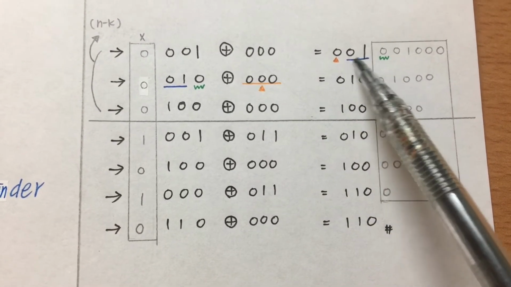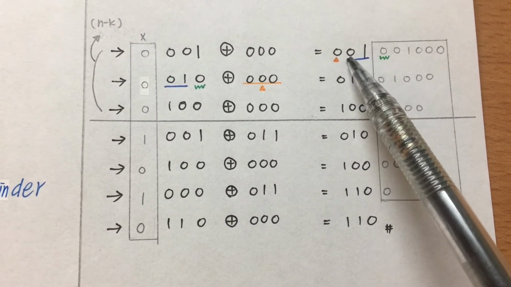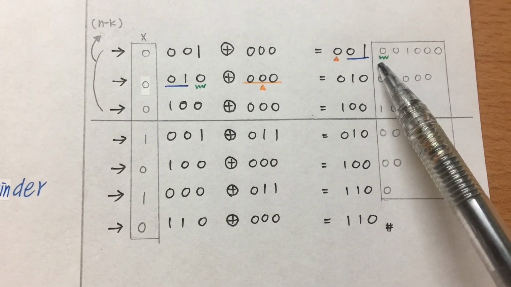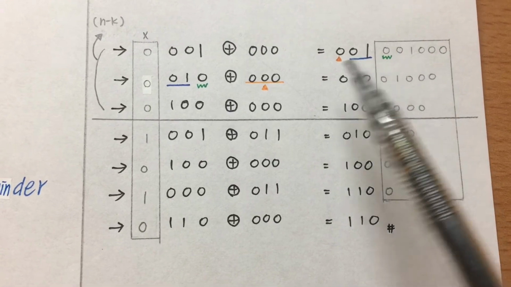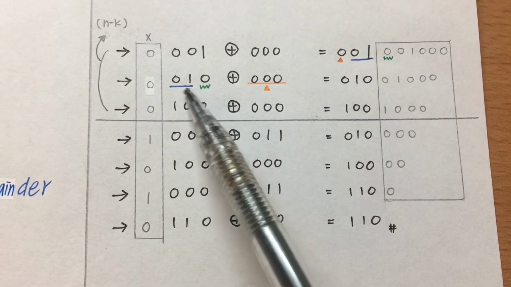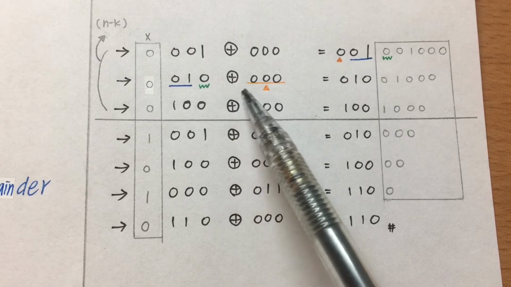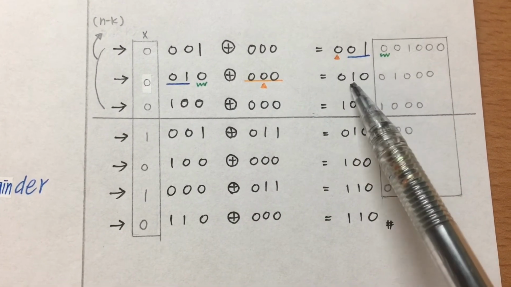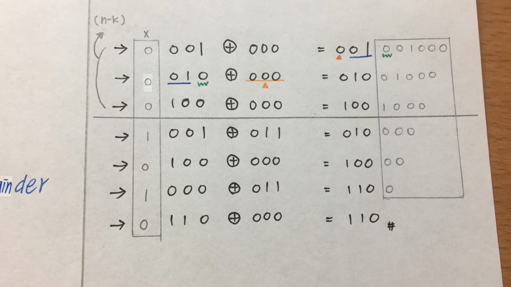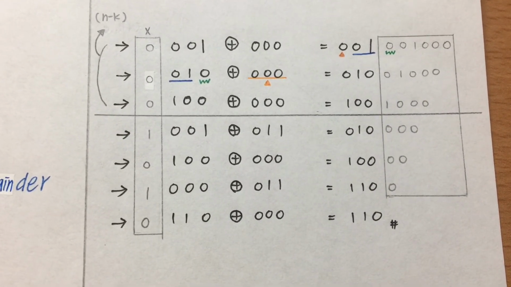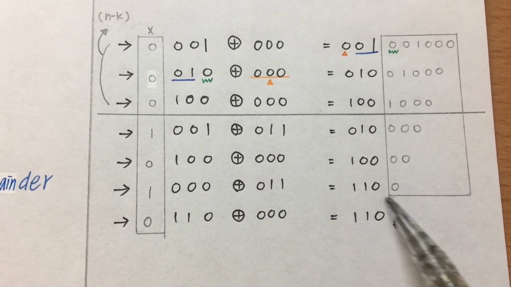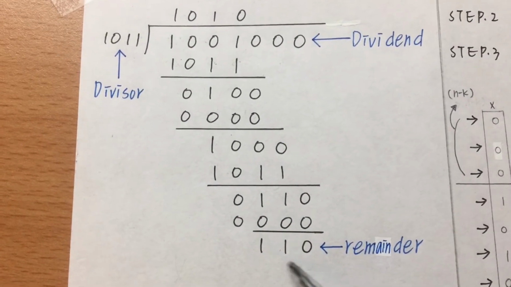The other two bits of the divisor and the next bits from the augmented data word are XORed with 000. The answer is 010. The following steps follow the same formula, and so on. In the end, we get the remainder 110. The answer is the same as with paper and pencil.